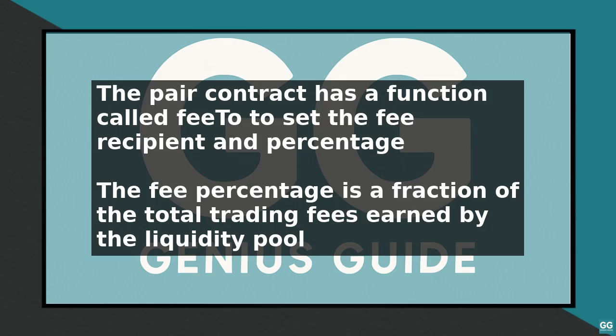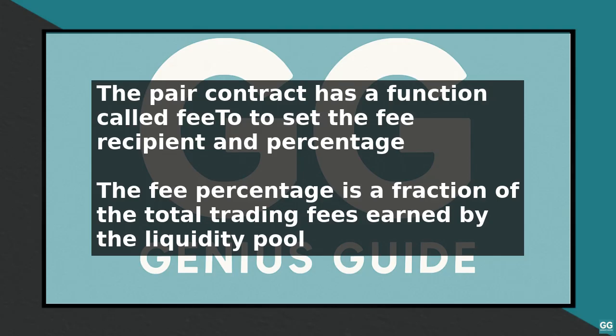To integrate Uniswap pool fees, you need to interact with the Uniswap v2 protocol's pair contract. The pair contract has a function called feeTo that allows you to set the fee recipient and the fee percentage. The fee percentage is a fraction of the total trading fees earned by the liquidity pool. To set the fee recipient and percentage, you need to call the setFeeTo function on the pair contract. This function requires the address of the fee recipient and the fee percentage as parameters.